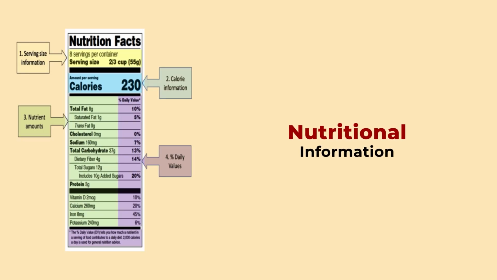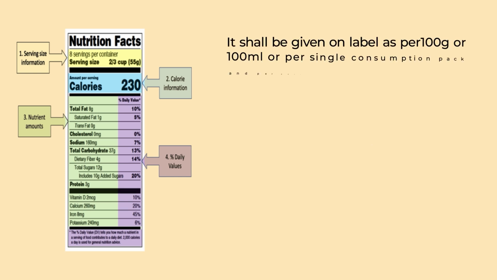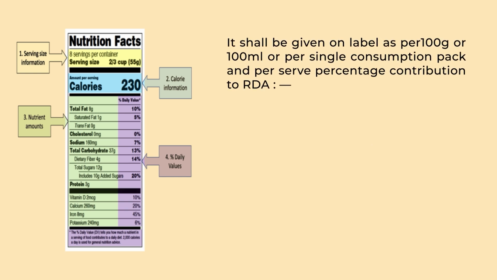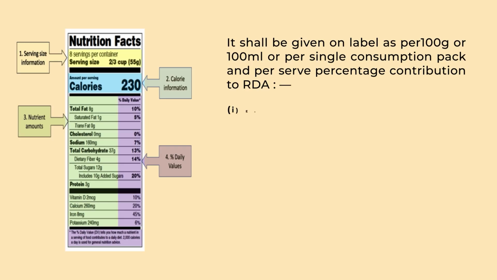If you see the nutritional information on the label, you will see that the nutritional informations are normally given as per the nutrients present in 100 grams of that product or 100 ml of that product, or per single consumption pack, or the per served percentage contribution to the RDA. So, what are the information that should be given in that nutritional information? First come the energy value, that has to be written in kilocalorie. In the example of that food label, you can see that the product provides 230 calories, that has to be mentioned in the nutritional facts.